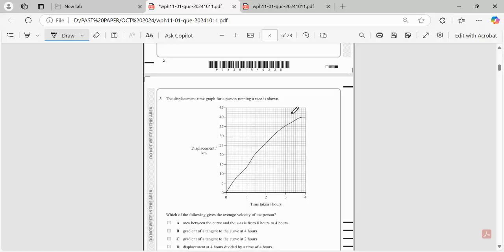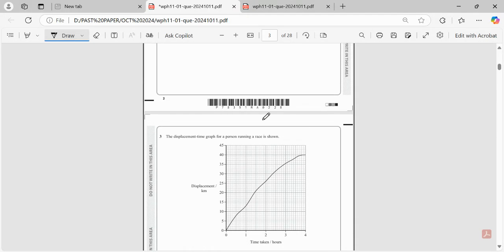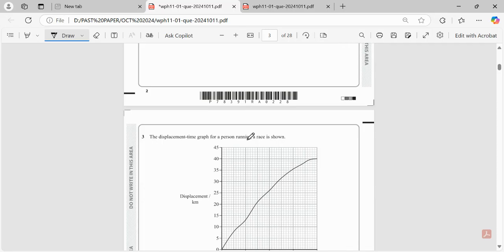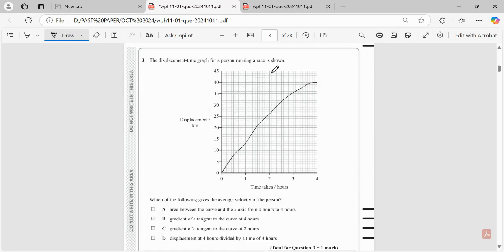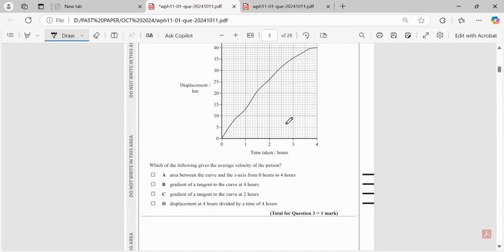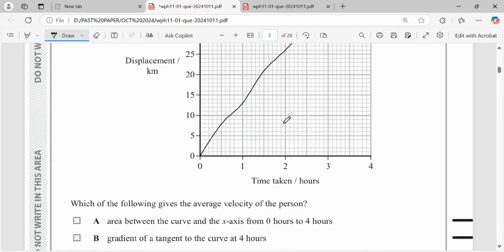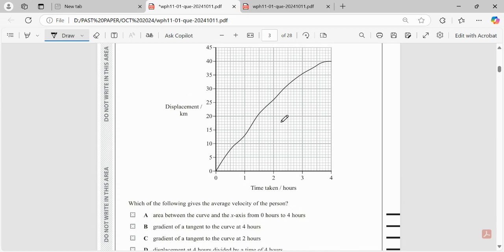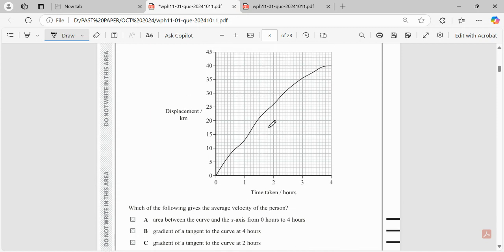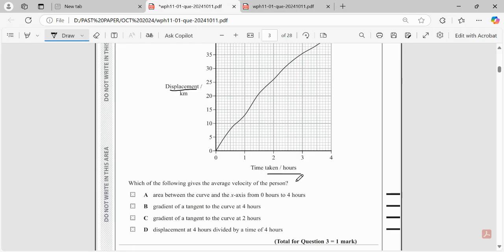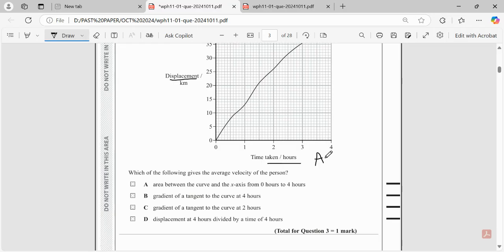Question number 3. The displacement time graph for a person running a race is shown. Which of the following gives the average velocity of the person? When you see this graph, it is not a straight line graph, it is an irregular graph. Here the y-axis is displacement and the x-axis is time taken. We know that average velocity is given by the equation total distance by total time.